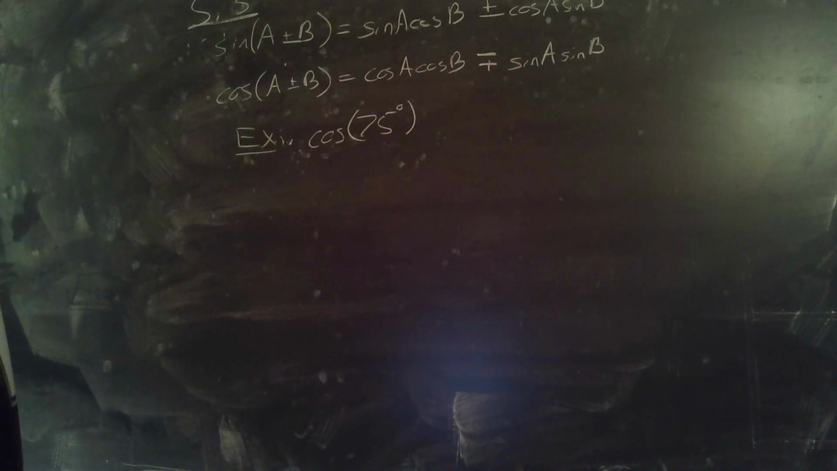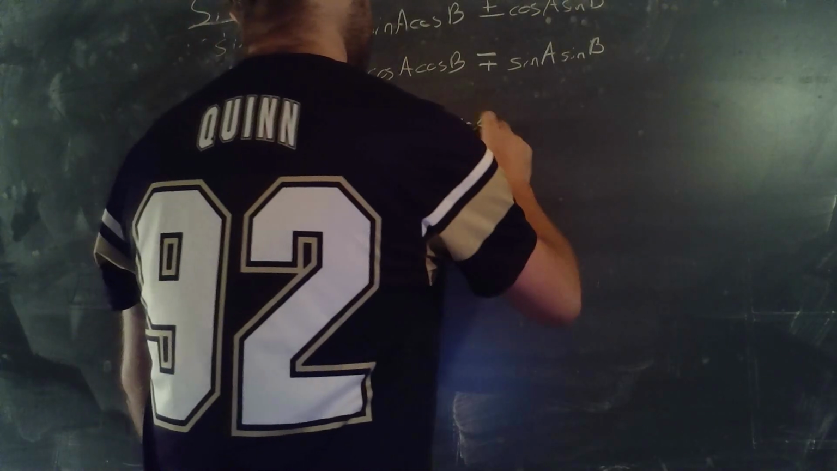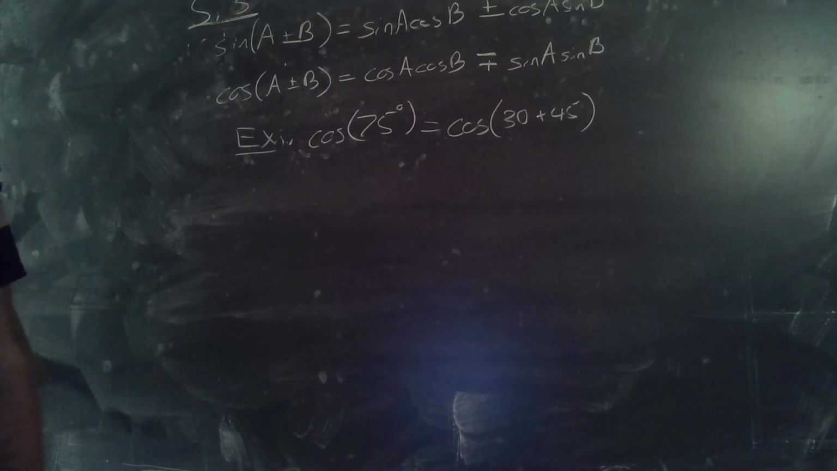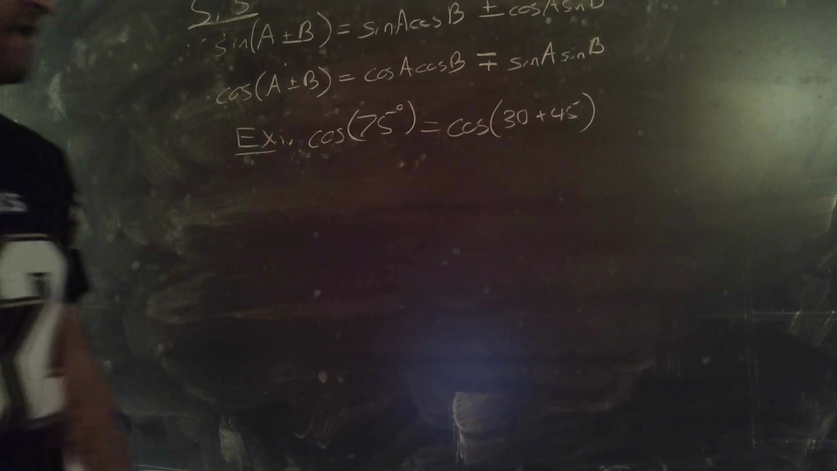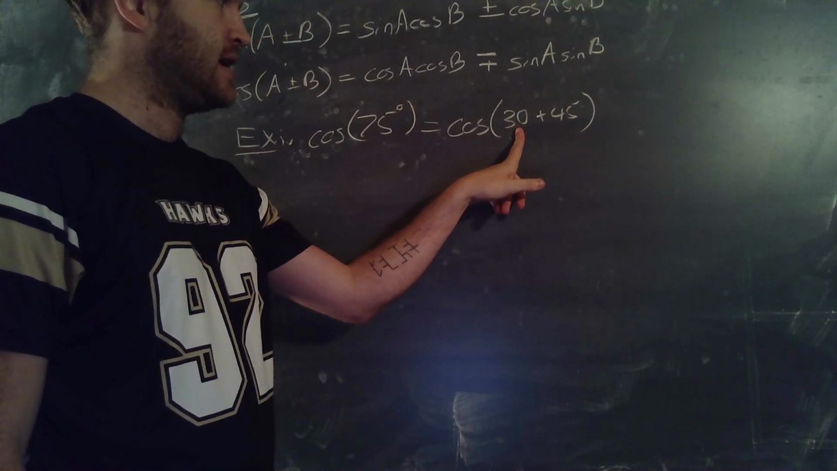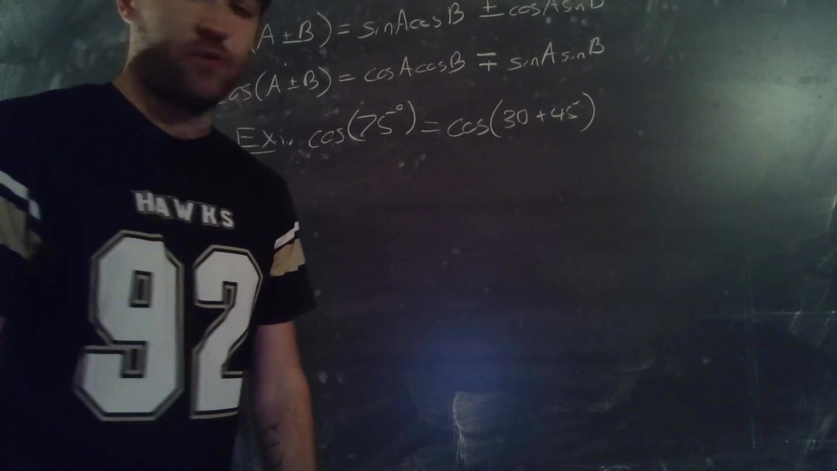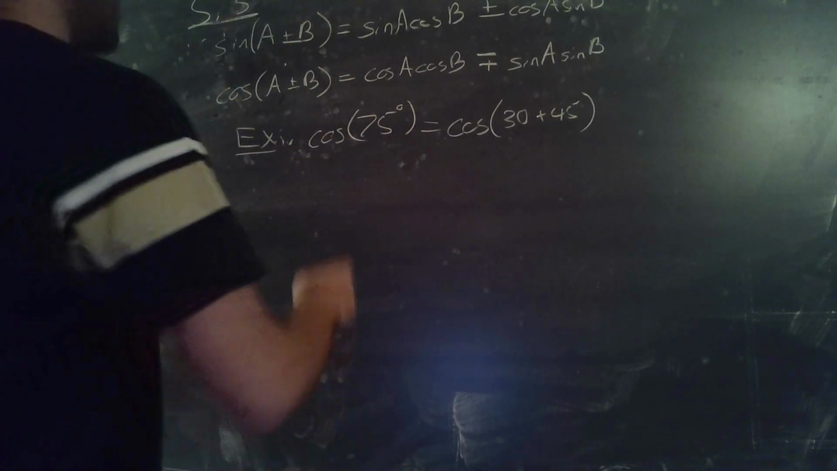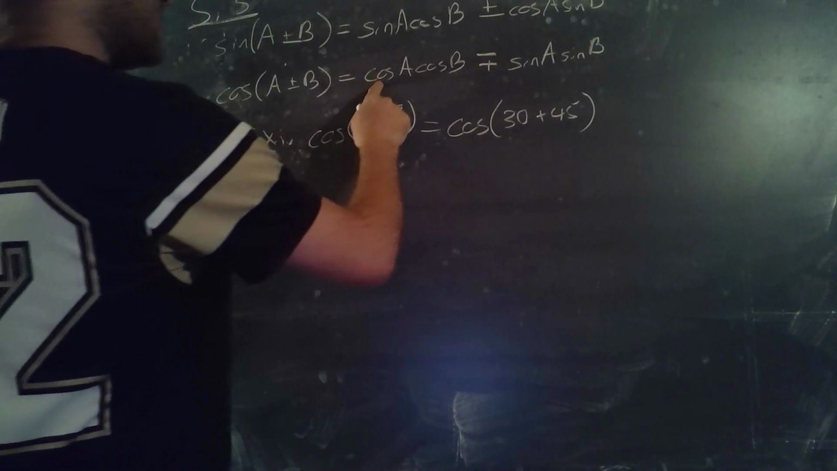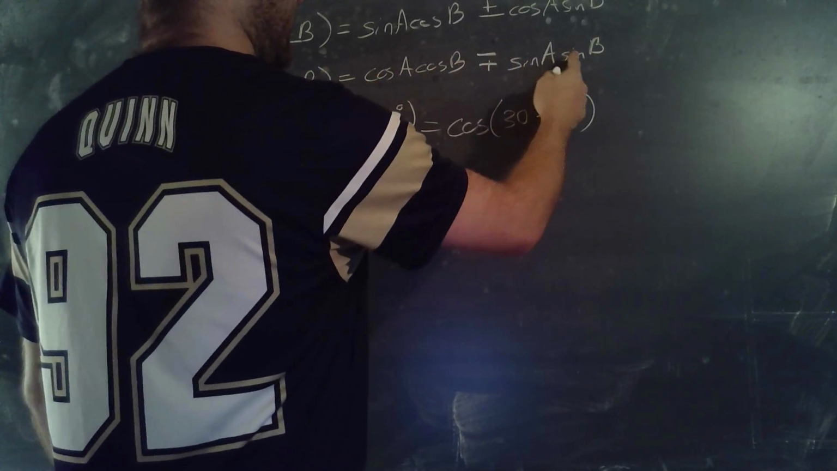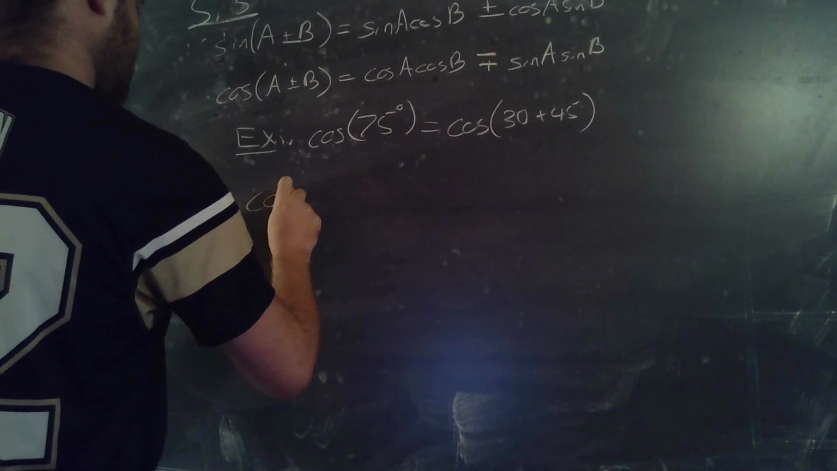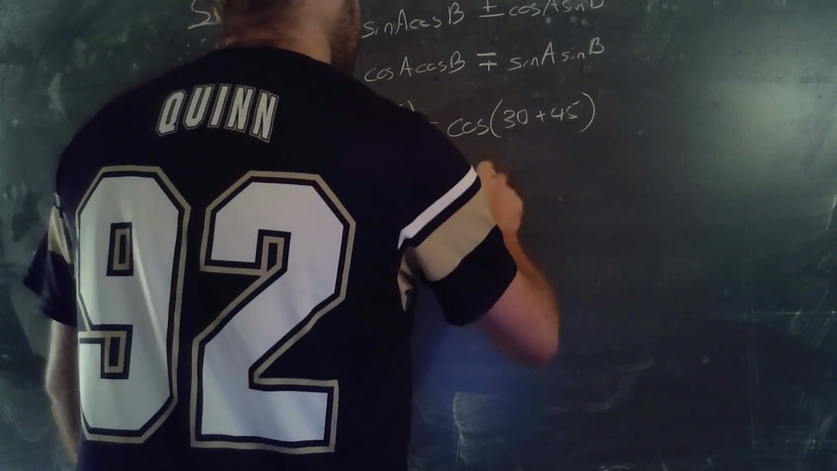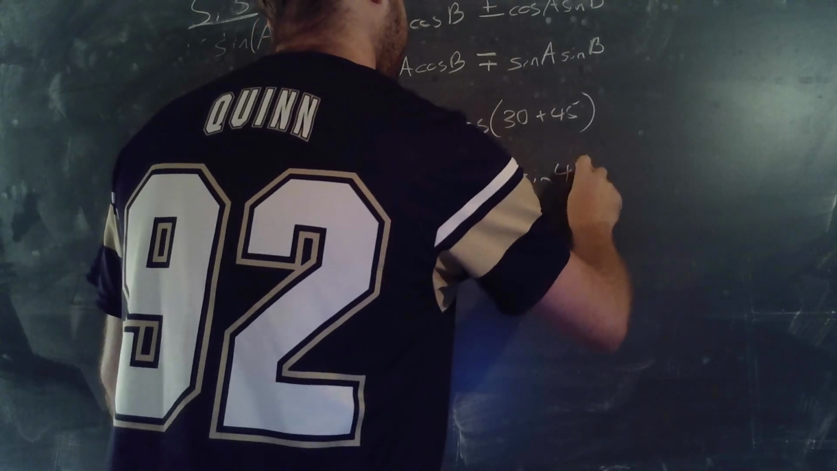All right, we'll notice that we can write this as the cosine of 30 plus 45, because 30 and 45 will make 75. Well, we have unit circle values for the cosine of 30, and we have unit circle values for the cosine of 45, and so this allows us to use our identity for the cosine, which is that the cosine of a plus b will be cosine of a cosine of b minus sine of a sine of b. So we'll have the cosine of 30 cosine of 45 minus sine of 30 sine of 45.